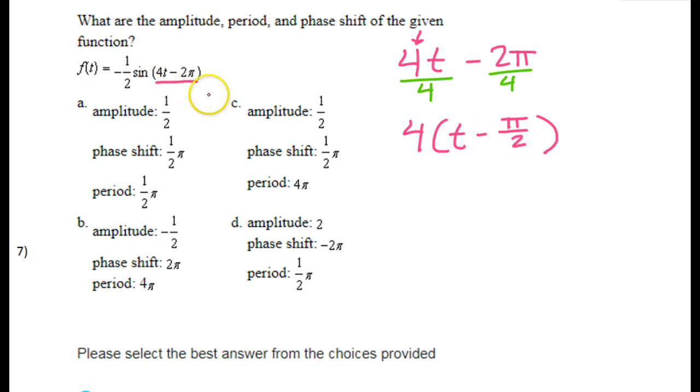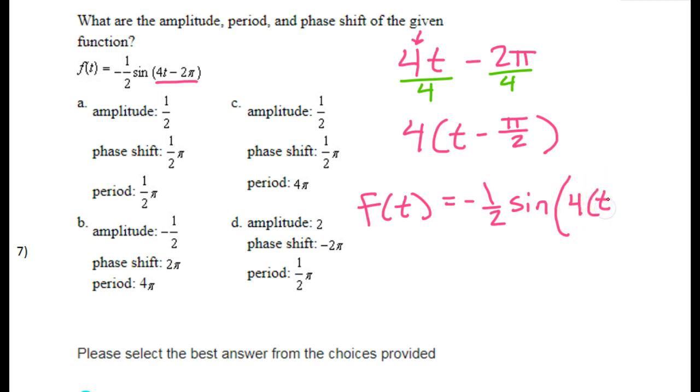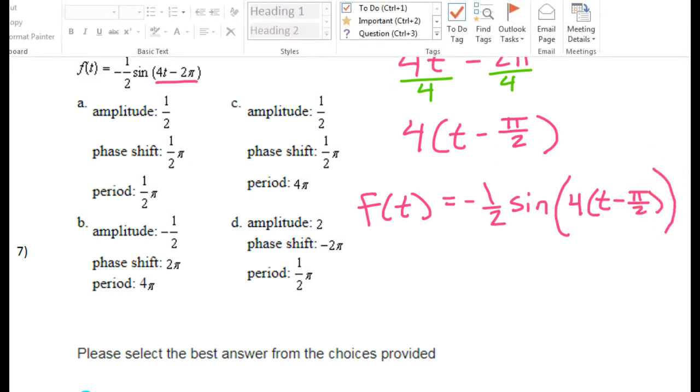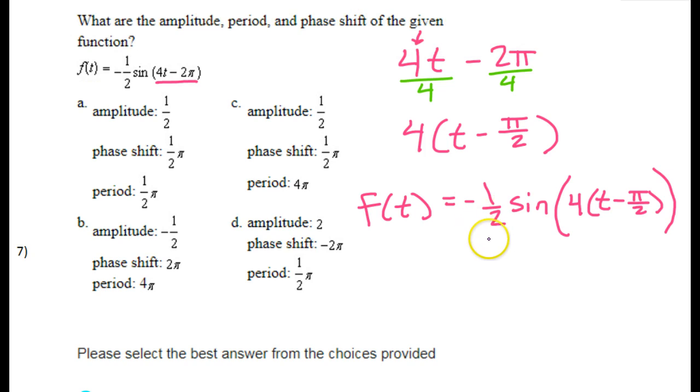So now we've rewritten that part. Really the function that we have is f of t is equal to negative 1/2 sine of 4 times t minus pi over 2. So this is really the function that we are dealing with.